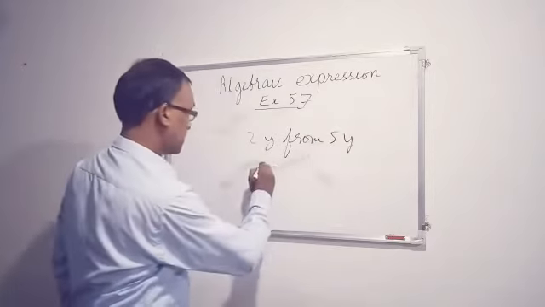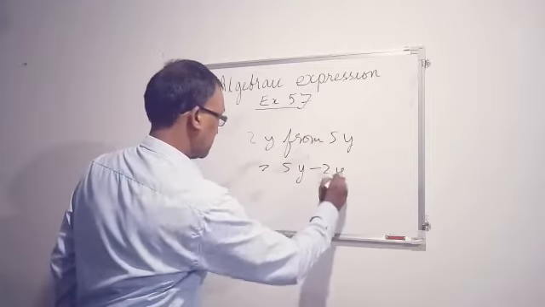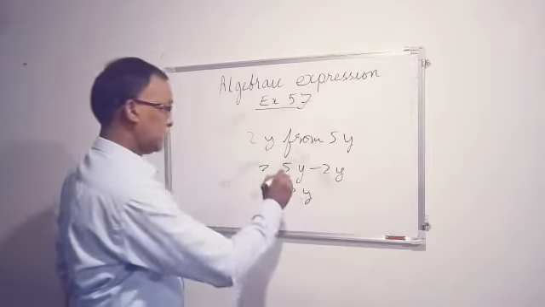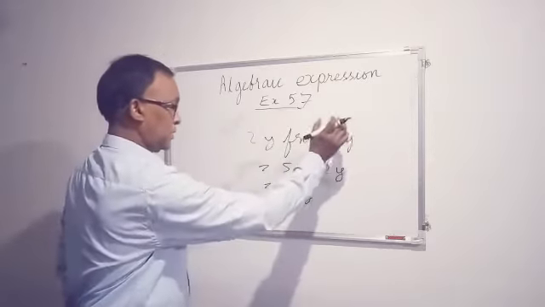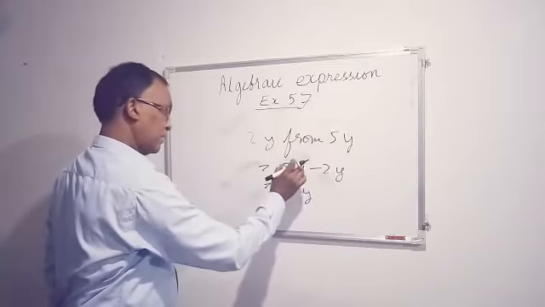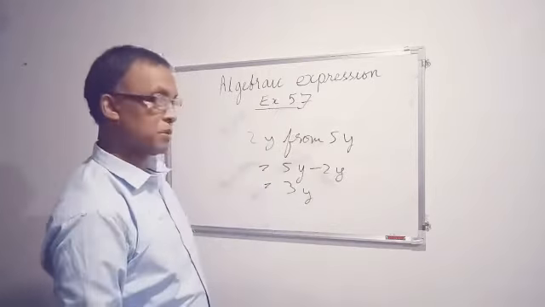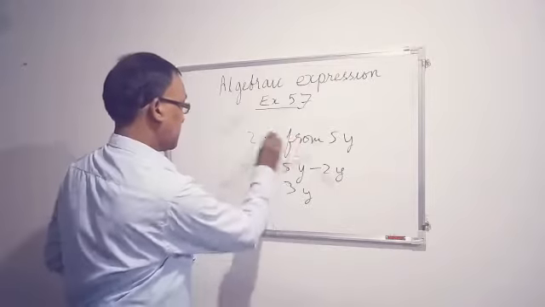5y, that means from 5y. So if I write 5y minus twice y, then we know 5 minus 2 is 3. So I think it is clear. So twice y from 5y. I have to write 5y in front, then minus twice y. So it will be 3y.